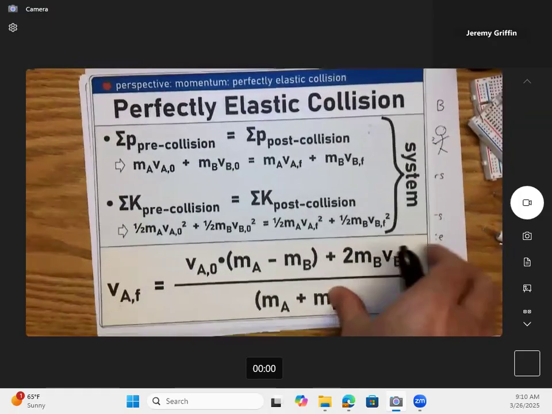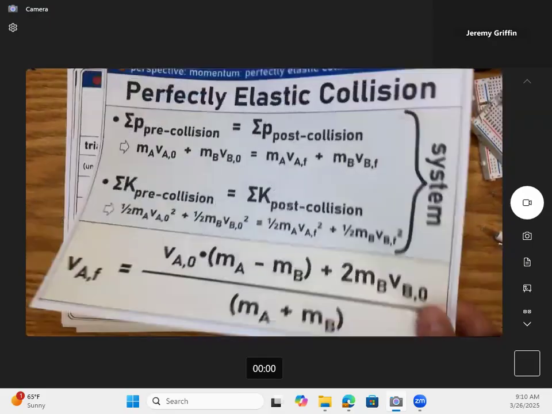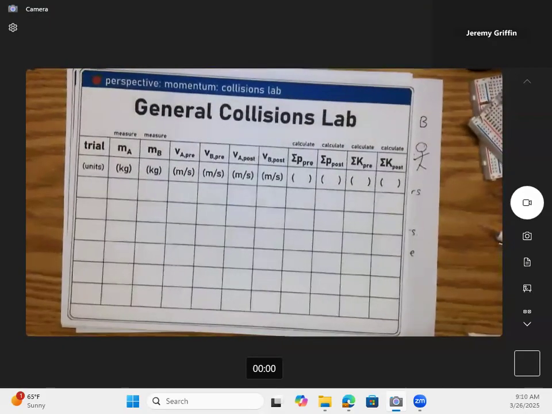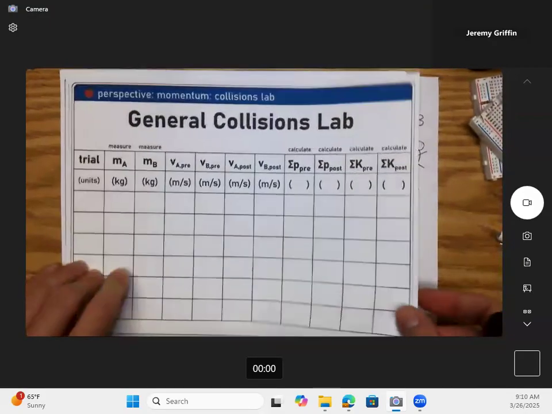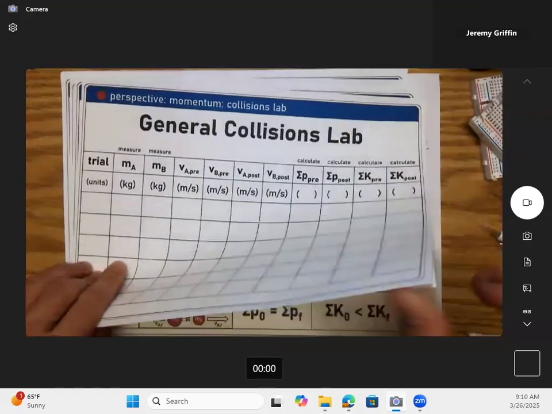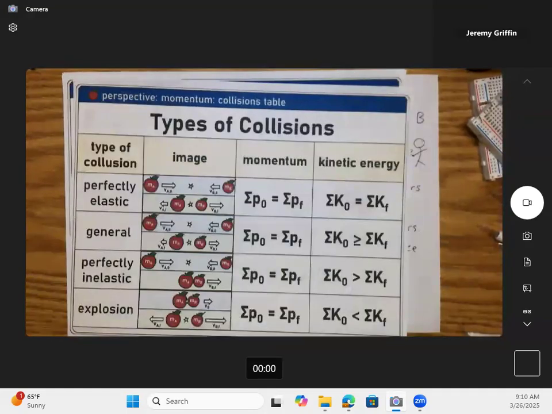All right, what else do we have? You guys did some labs. You remember those collision carts? There are different things you can do with the collision carts. Here's a pretty good one.